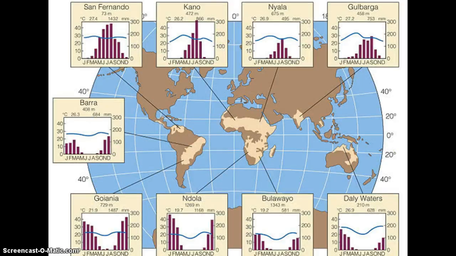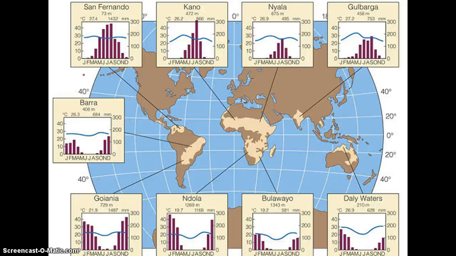Sticking with the topic of biomes here, you're going to have to know how to do something or read something called a climatogram. A climatogram focuses on the climate of various biomes. And climate, typically, we look at two primary factors to determine it. We look at precipitation and we look at temperature.